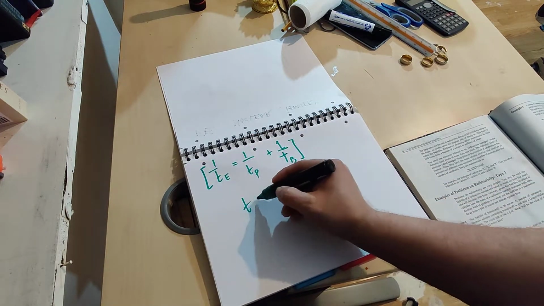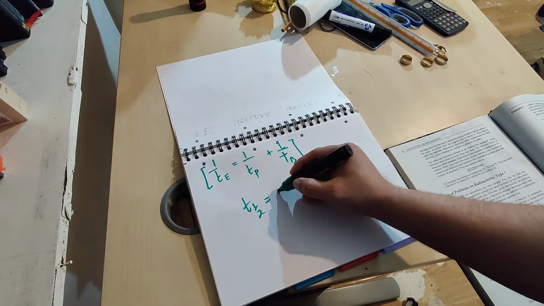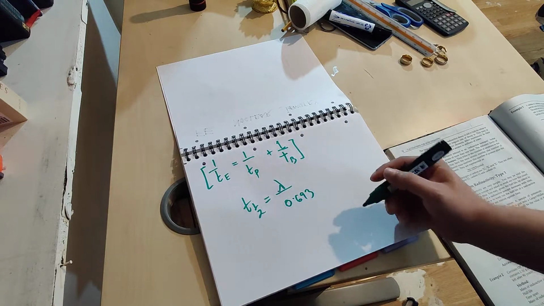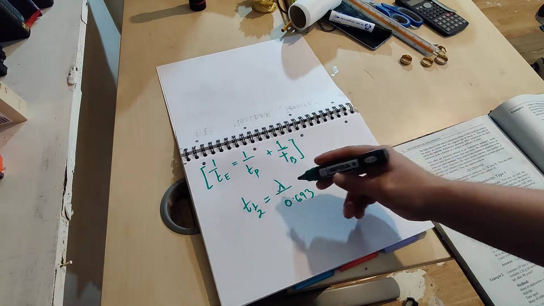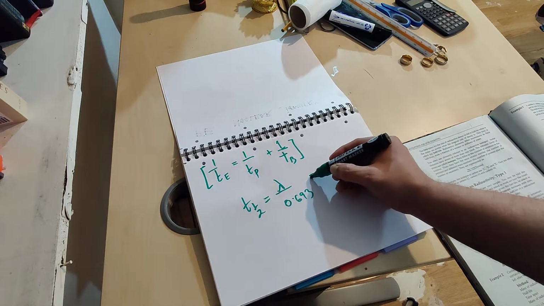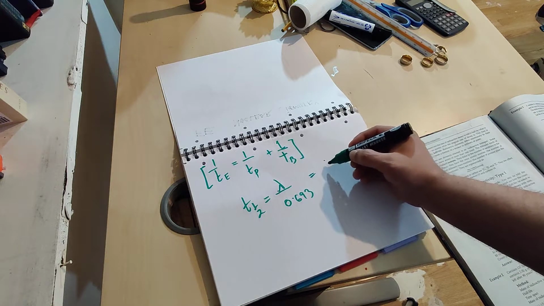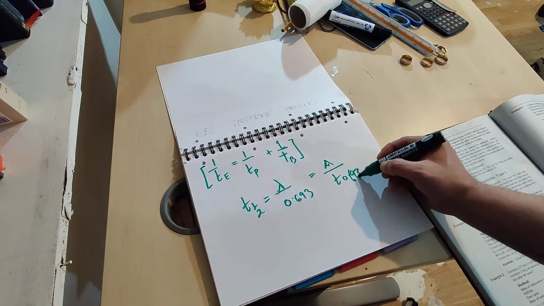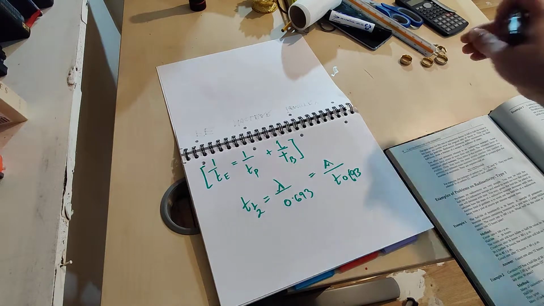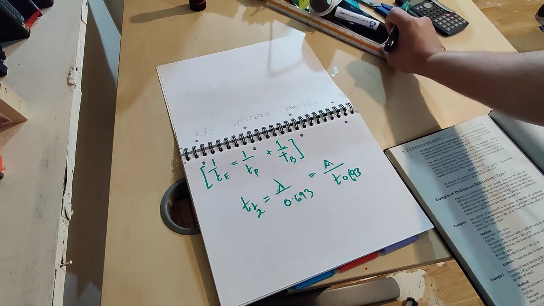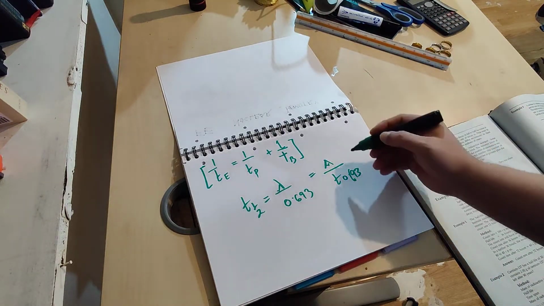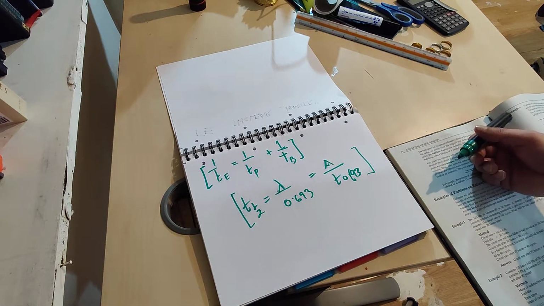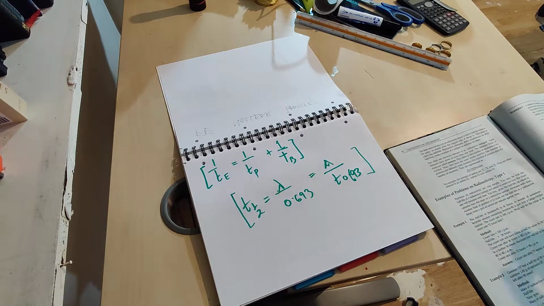And now we know that the overall half-life T is lambda over 0.693, and we know that lambda is A over T. So this is how you can substitute and continue to manipulate the formulaic substitution.